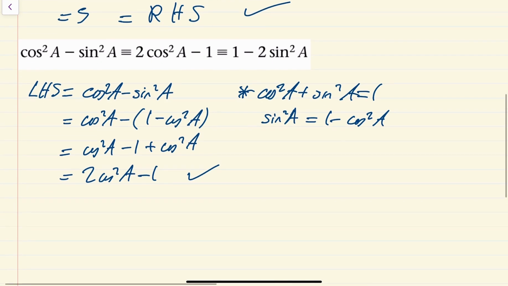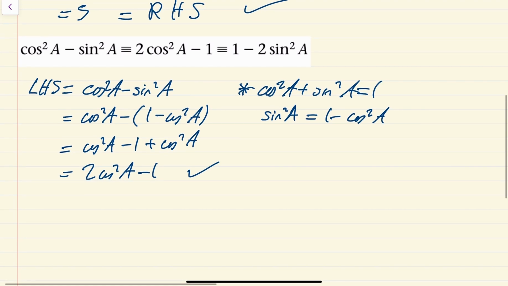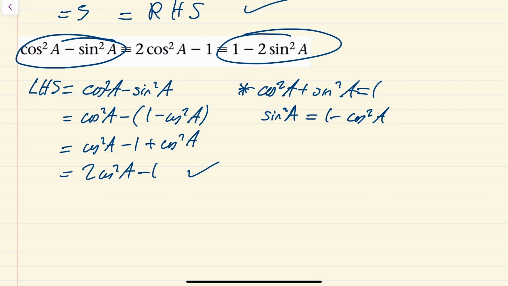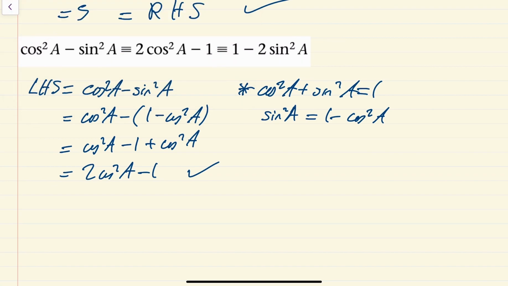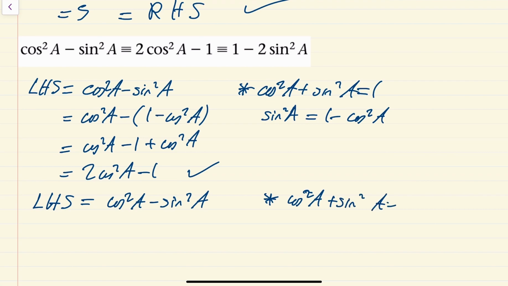Okay. Next thing we're going to do the same thing. And again, I'm going to see how I can change this so that it becomes this. So I'm going to work with my left-hand side again. Look at the left-hand side again to start us off. So again, we'll just say our left-hand side is equal to cos squared a minus sine squared a. And it's going to be a very similar thing. Remember again, cos squared a plus sine squared a is equal to 1.